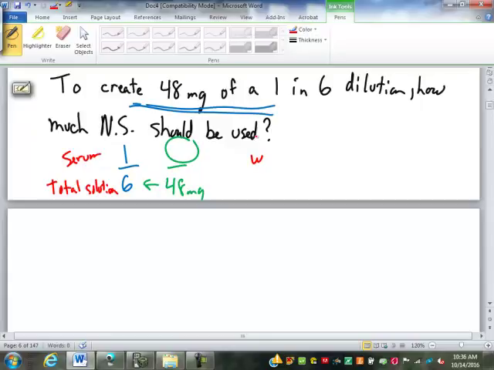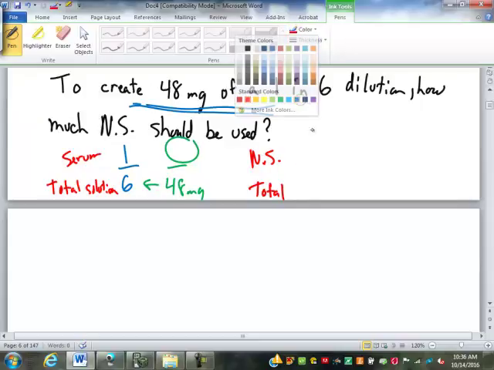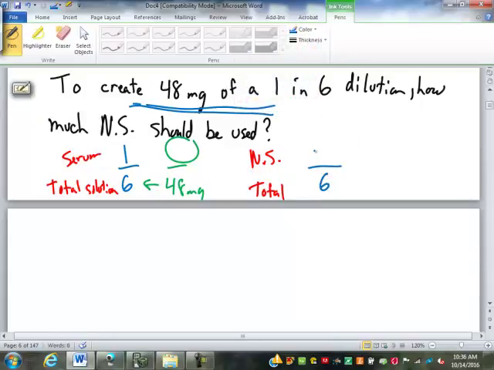I know I need the total solution, so I'm going to make the ratio of NS to total solution. So the total is still going to be 6. What's my water? How many parts of water or NS is there going to be? 5. Yeah, 6 minus 1 makes 5. So now I know I have 48 milligrams of total solution, and I can cross multiply and divide to get 40, right? Milligrams of water. Any questions?